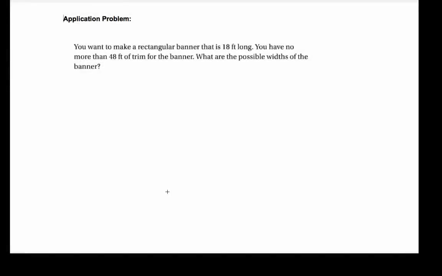Another application problem. We want to make a rectangular banner that is 18 feet long. You have no more than 48 feet of trim for the banner. What are the possible widths of the banner? Our variable in this case is W, the width. Now we need an equation or an inequality.